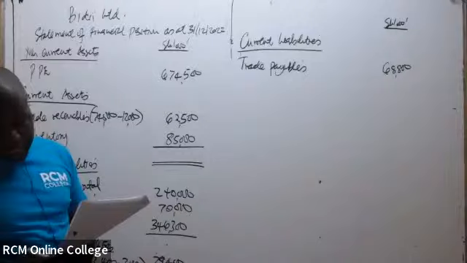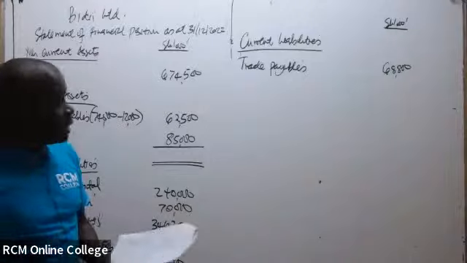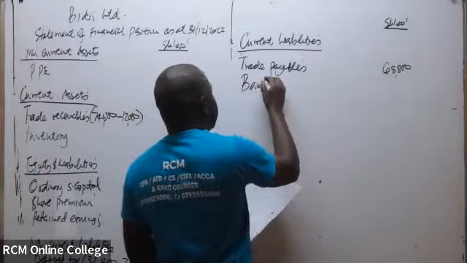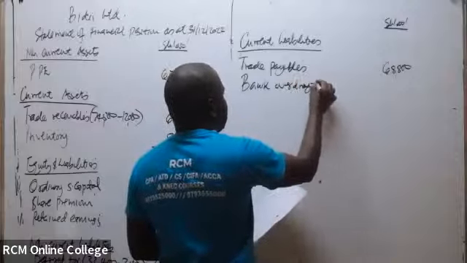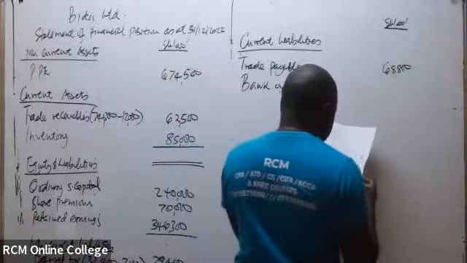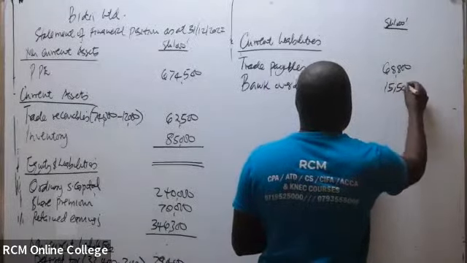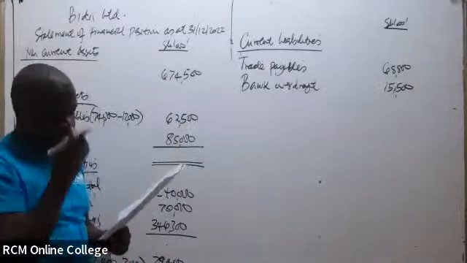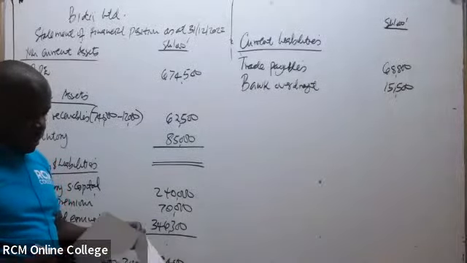So we have the bank balance, which our friend was actually talking about. The bank balance is on the credit side. So that is what we call what? A bank overdraft. That's what we call a bank overdraft of 15,500,000.